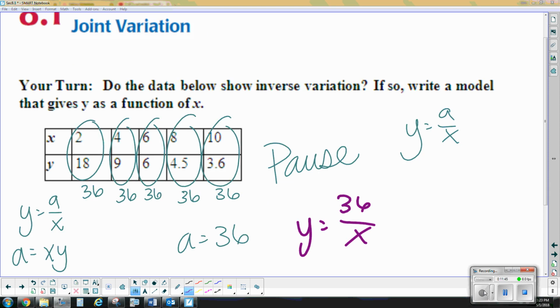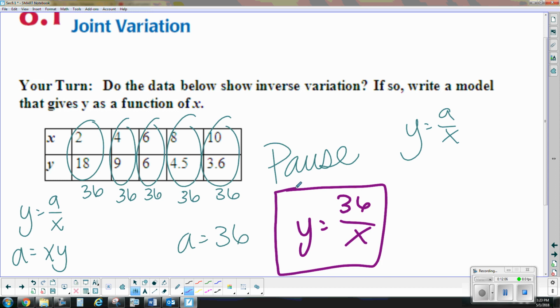In this example, yes, we do have an inverse variation because any time we divide 36 by the x value, we get the y value that's on our table. So our constant of variation is 36. So to write a model that gives y as a function of x, we need two variables, y and x, and then we need our constant of variation, which is 36 in this example.